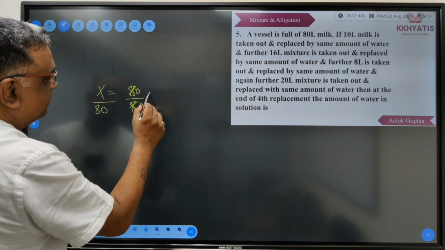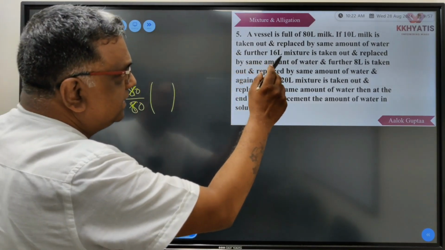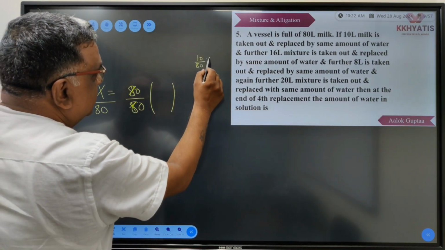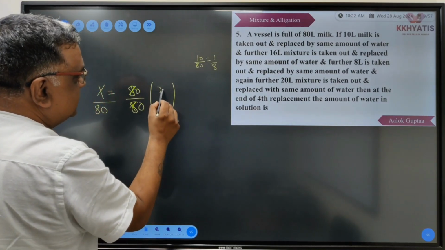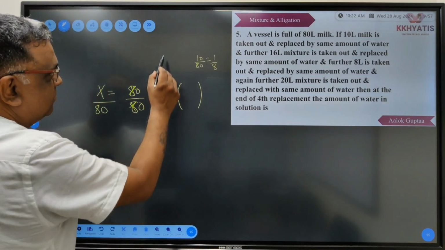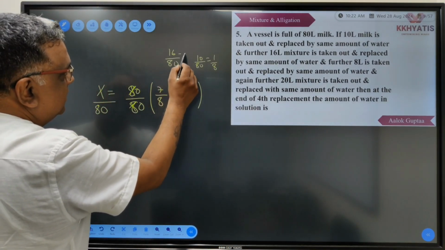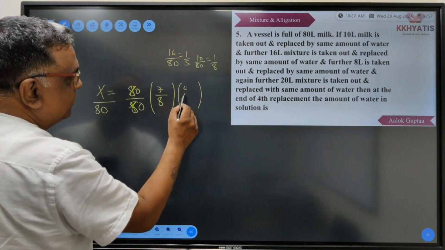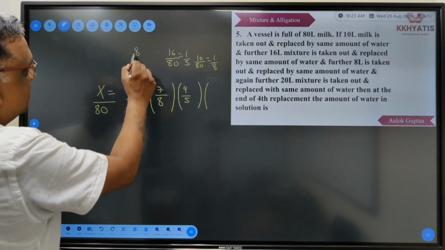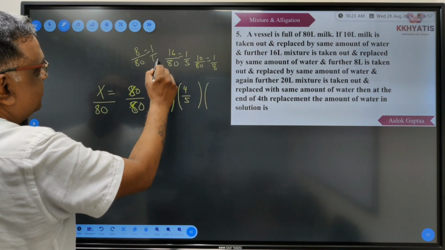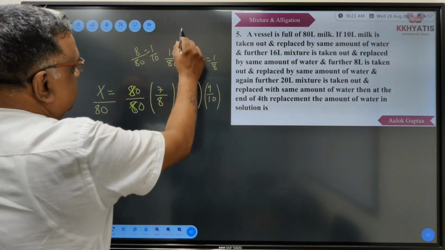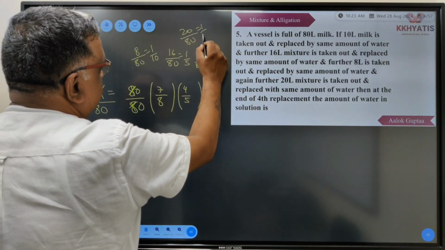Now, in the first process, 10 liters is removed. So 10 upon 80, 1/8 is removed, which means 7/8 is left. In second, 16 liters is removed. So 16 of 80 is removed. That is 1 upon 5 is removed, which means 4 upon 5 is left. Then we are removing 8 liters. So 8 liters of 80 is 1 upon 10, which means 9 upon 10 is left. Then 20 liters is removed, that is 20 of 80, which is 1 by 4, which means 3 by 4 is left.